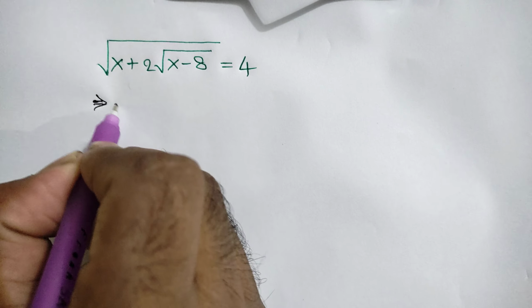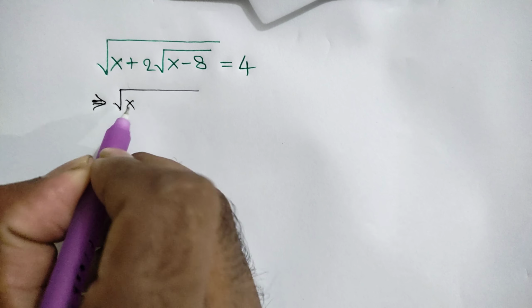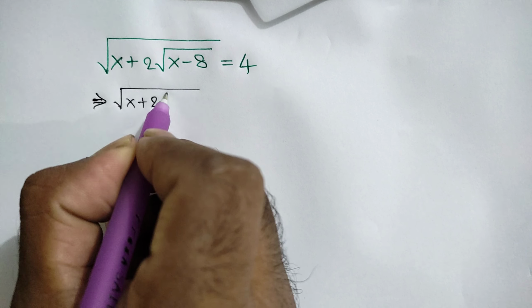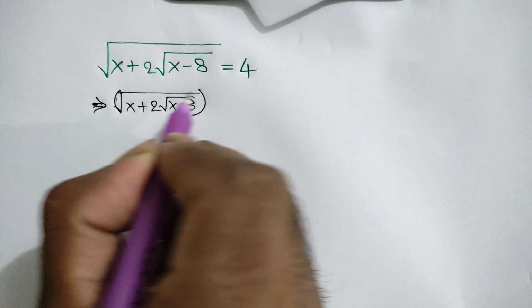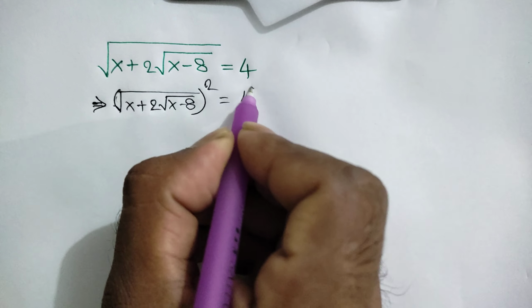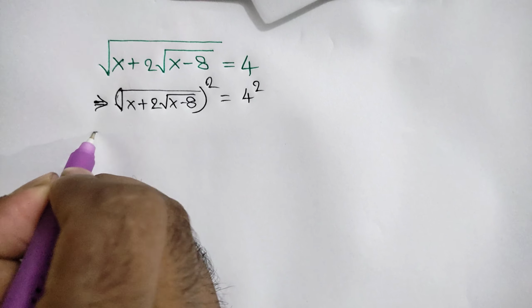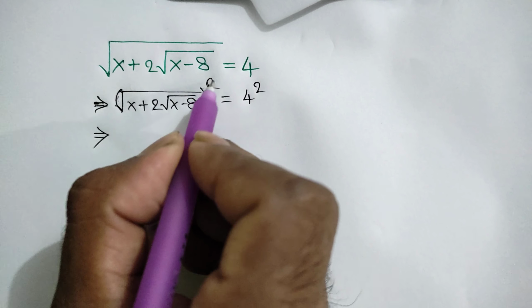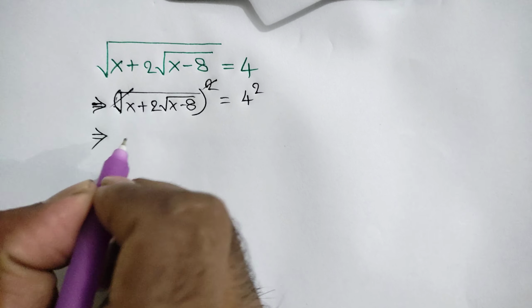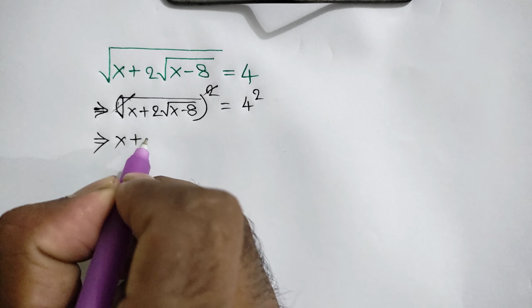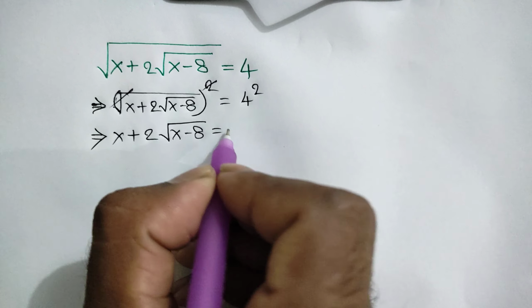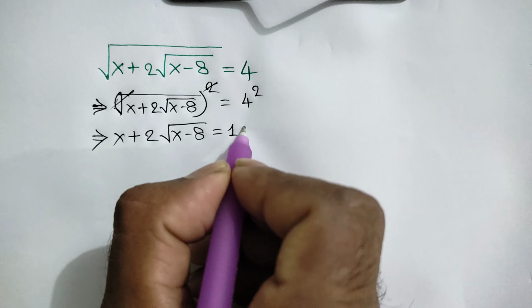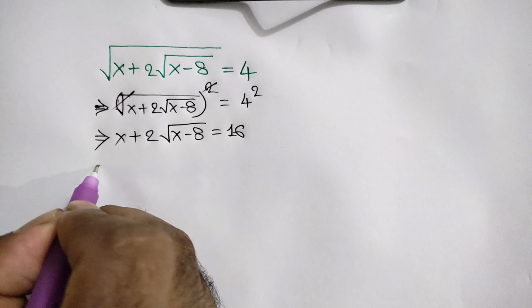Squaring both sides, we can write square root of x plus 2 square root of x minus 8, whole square, is equal to 4 square. The square cancels the square root, so here we will get x plus 2 square root of x minus 8 is equal to 4 square, that means 4 times 4 is 16.